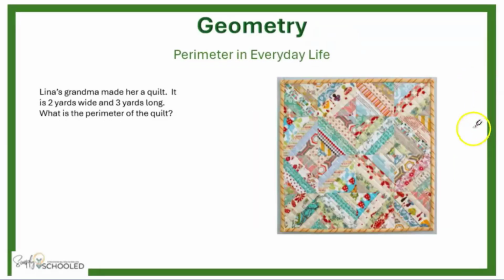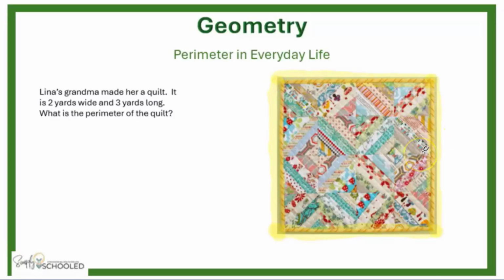How about a quilt that Lena's grandmother made her? It is 2 yards wide and 3 yards long. What is the perimeter of the quilt? The perimeter again would be the distance all the way around the edge of this quilt.